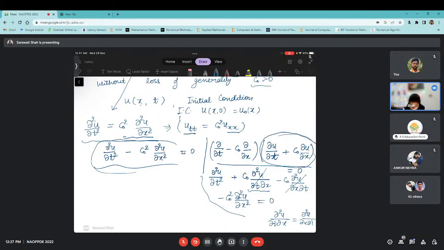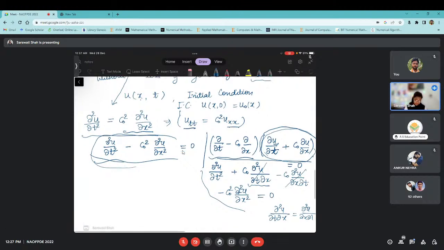The solution of this means we are getting the value of u which is satisfying this equation, and ultimately it will also satisfy this equation. So the solution of this PDE will be the solution of this PDE. So this is the simplest PDE. We are going to discuss the solution of the PDE.